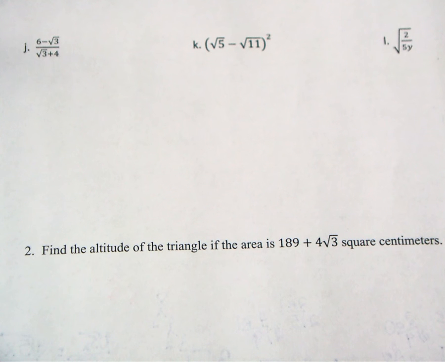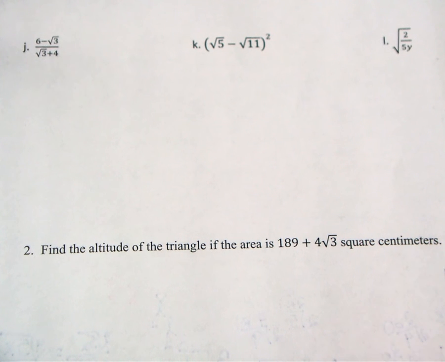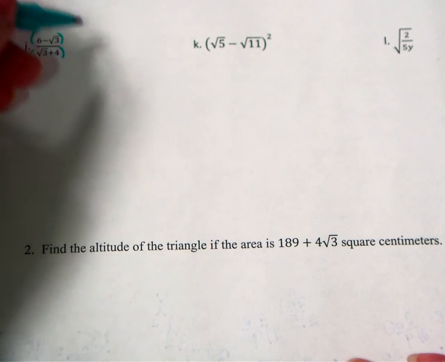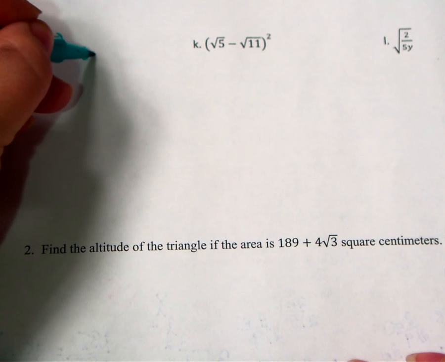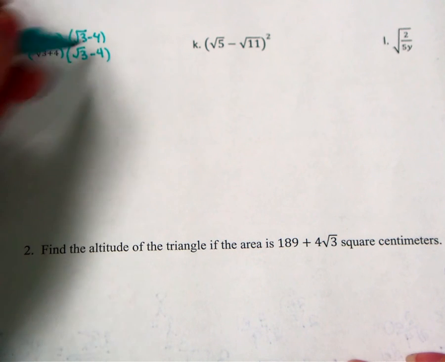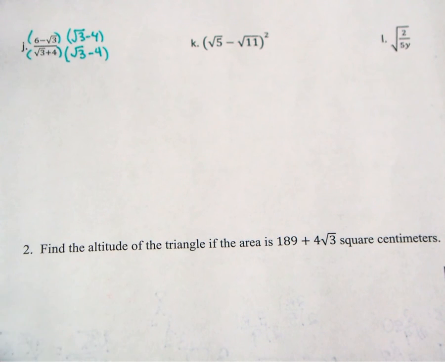With J, I see that the issue is that there's a square root of 3 in the denominator. So again, to get rid of it, because there's that plus 4, I can't just multiply by the square root of 3. I have to multiply by the conjugate. So I'm going to multiply both the top and the bottom by the square root of 3 minus 4. Again, same terms, just different signs in the middle.